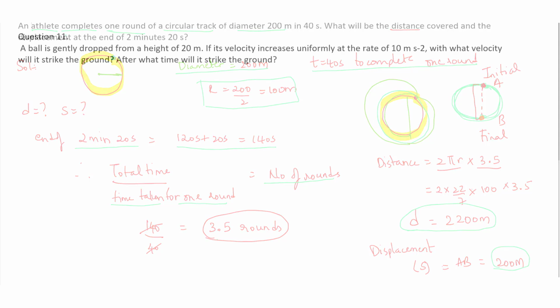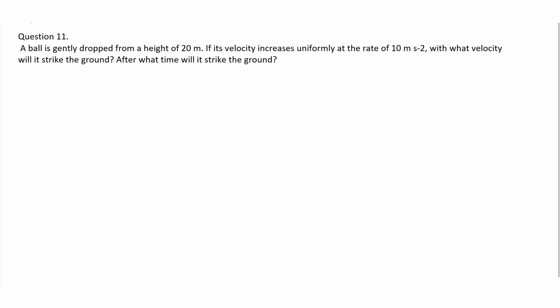Let's see our next question. It says that a ball is gently dropped from a height of 20 meters. Considering the ball is here, at some point the ball is here and it is being dropped from a height of 20 meters, and this is our ground. So from the ground the height, which is nothing but the displacement, is given as 20 meters. It is saying that if its velocity increases uniformly, the acceleration is given as 10 meters per second square. With what velocity will it strike the ground?